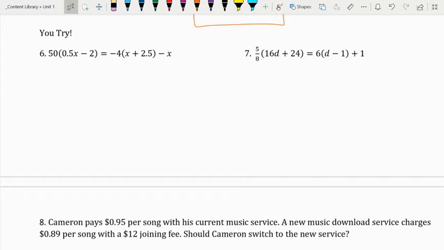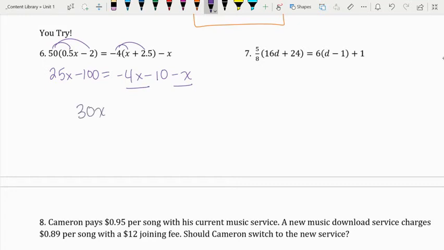At this point, hopefully you got through these two problems. I'm going to quickly go over them. So you would distribute the 50 and you would distribute the negative 4. On this side, it would be 25x minus 100 equals negative 4x minus 10, and then minus x. If you combine these x's, you get negative 5, and then I'm going to move it over by adding 5. So we get 30x minus 100 equals negative 10. That would make 30x equal 90, and x equal 3.